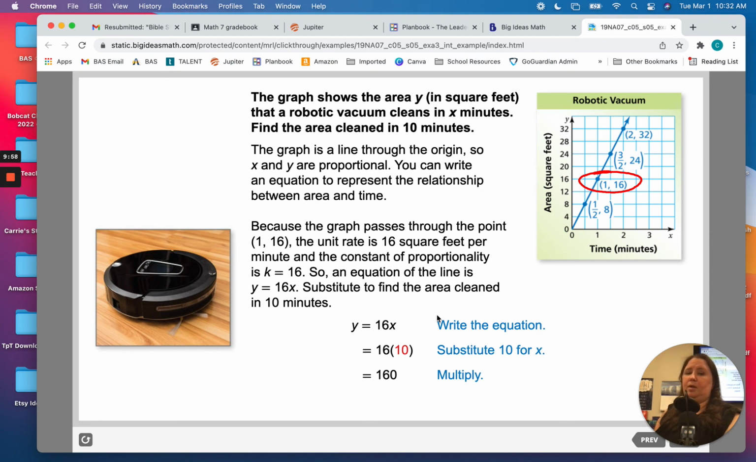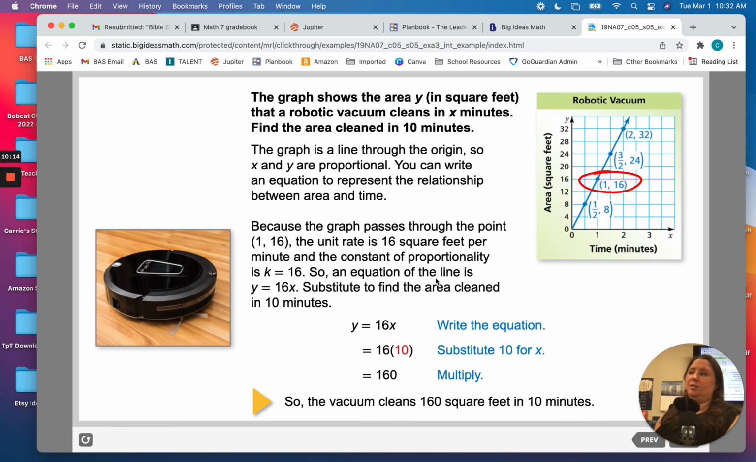Now this is a word problem. 160 what? Square feet. Excellent. We did it in 10 minutes. The robot cleaned 160 square feet. Not 160 minutes, okay?